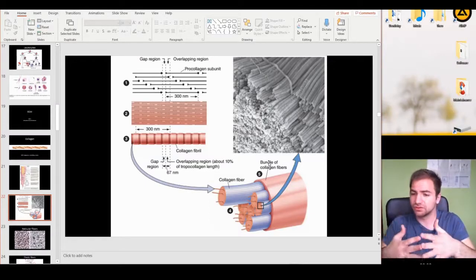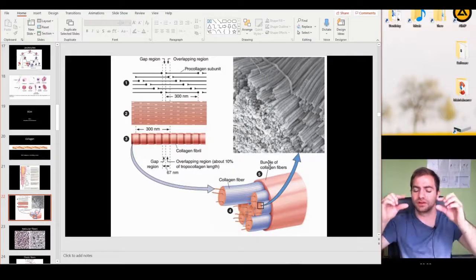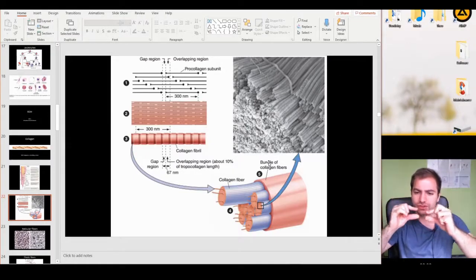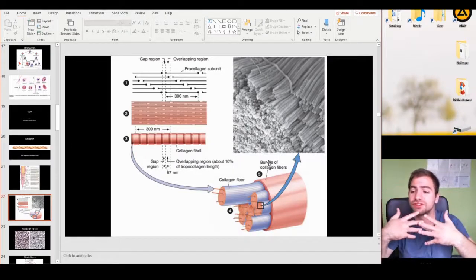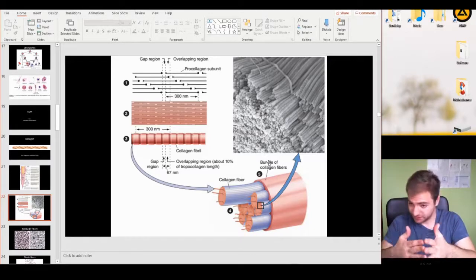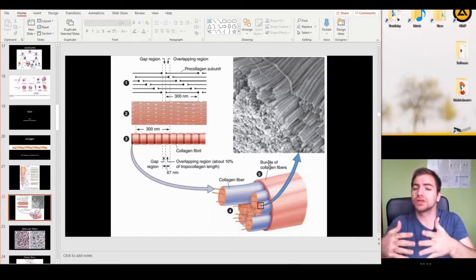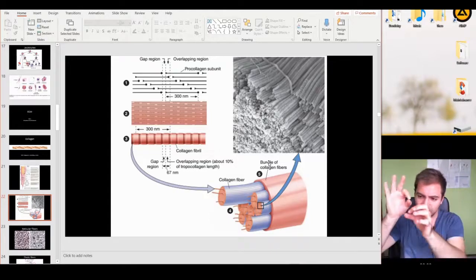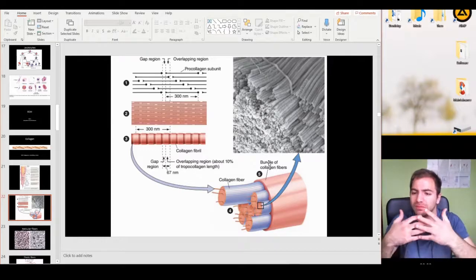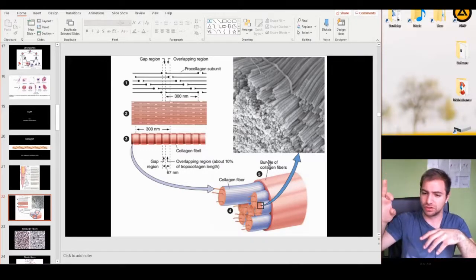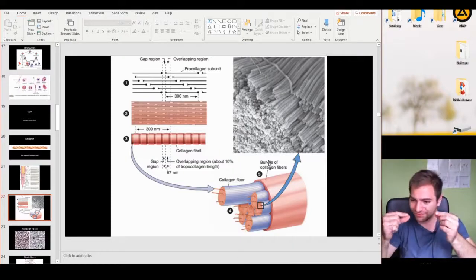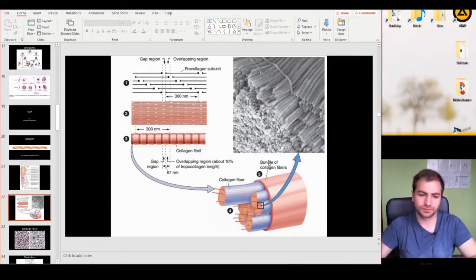But in other types of collagen, for example collagen type 1, we have the aggregation of many collagen fibrils together to form one collagen fiber. This is typically what happens with collagen type 1. And in other cases as well, many collagen fibers come together and aggregate to form a bundle of collagen fibers. So the bundle of collagen fibers is composed of many collagen fibers joined together, and the collagen fibers are formed by many collagen fibrils coming together.